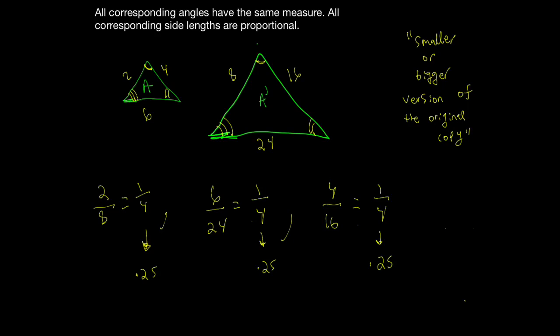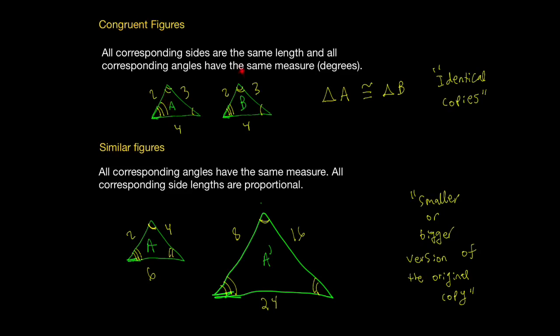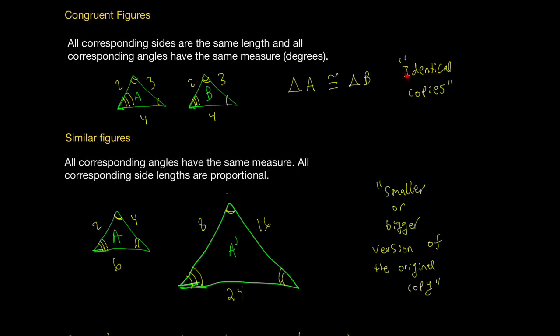So that's what this definition means. The corresponding angles are congruent and corresponding sides are proportional. That's similarity. For congruence, everything is the same. So again, think about identical copies for congruent and smaller or bigger versions of the original copy for similarity. And this is what we're going to be focusing on. So let's check out some tests.